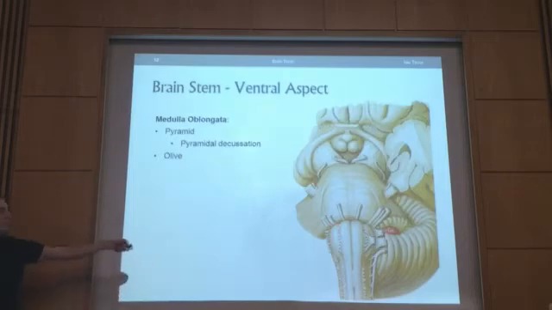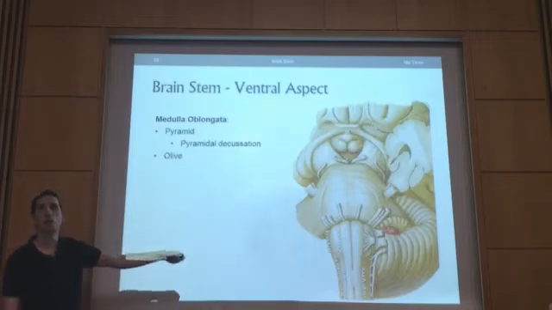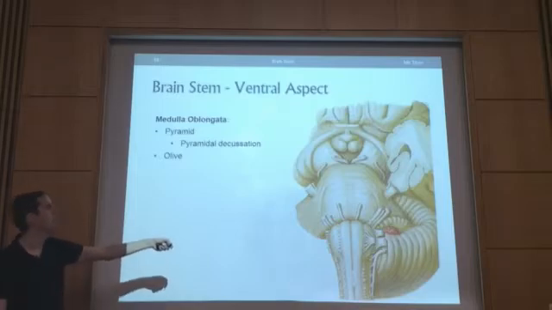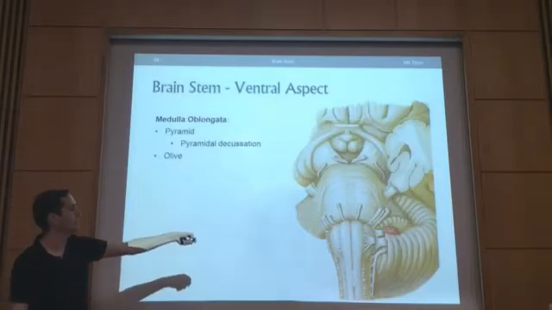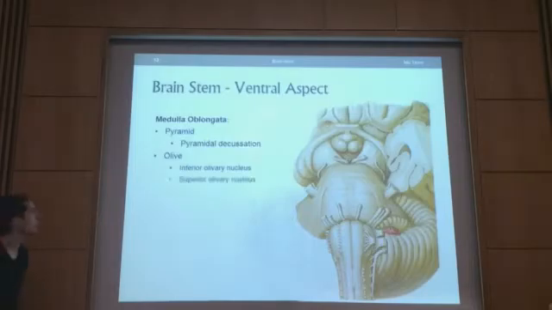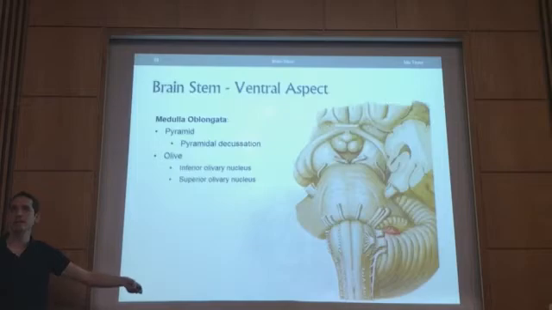I think it's pretty clear where it got its name. It's similar to an olive. Later on, when we look at the cross section, you'll see that it doesn't look like an olive at all. But this is the olive nucleus. The name came from the description of it from the outside. It is built from two different nuclei inside of it, the inferior olivary nucleus and the superior olivary nucleus.